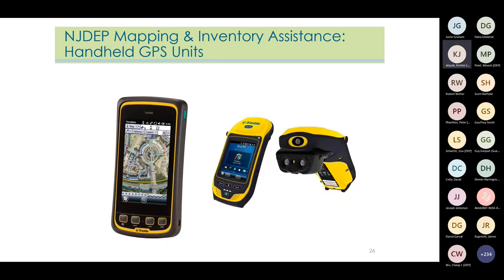The next method that was created was a template for GPS devices. Some of our permittees have access to these devices, and if money was spent to acquire one, we did not want that money to be wasted. A template for the GPS devices can be downloaded from the website and uploaded to the device. And this template is an exact replica of the one that's used in the ArcGIS Online tool.